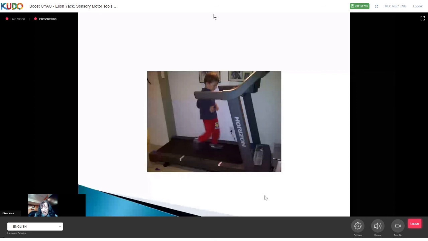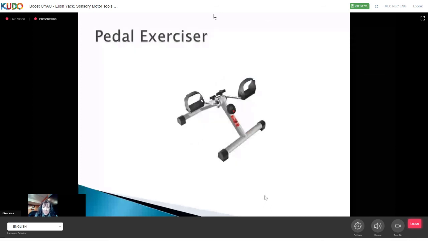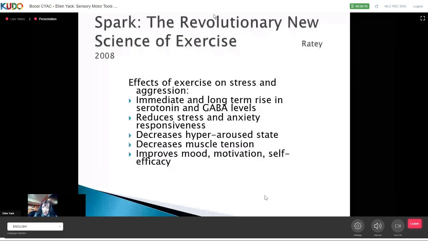Then having a treadmill, again, we all know the benefits of exercise, walking to school with a weighted knapsack, having a small pedal exerciser or a portable stepping machine. And I just want to comment, in Spark, the Revolutionary New Science of Exercise, if you're interested in the impact of exercise and stress on aggression, again, I'm not going to go through these slides, but it really is a really important book.